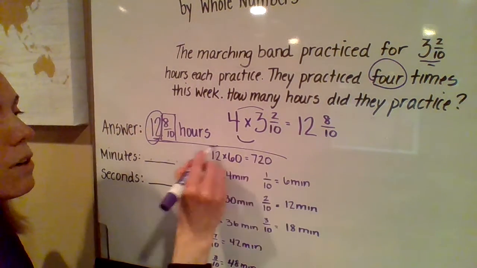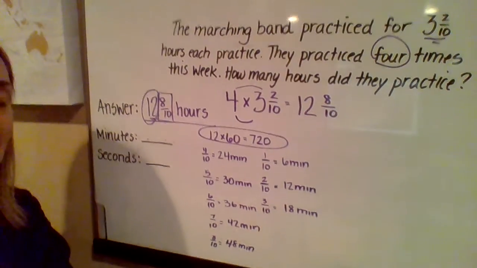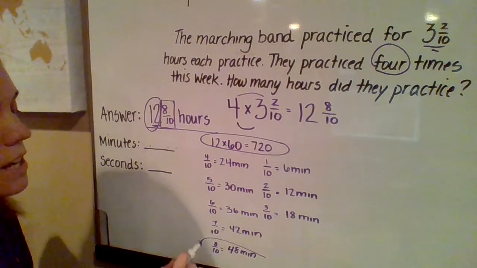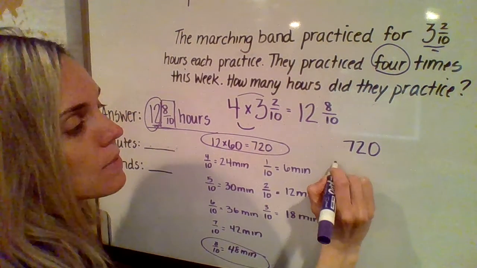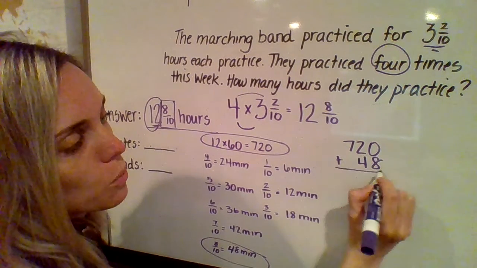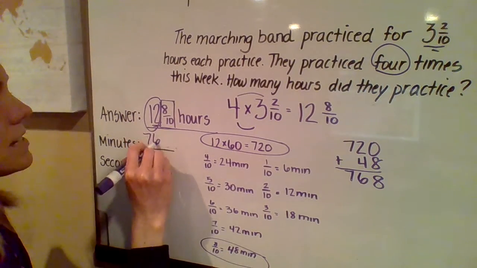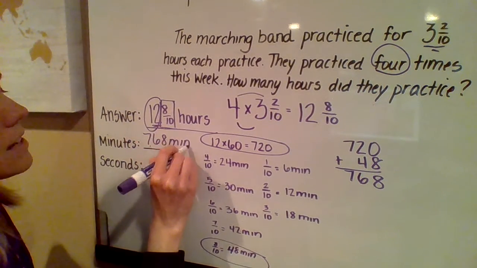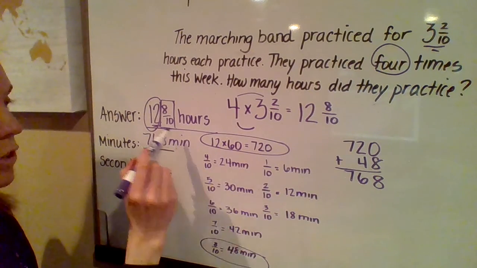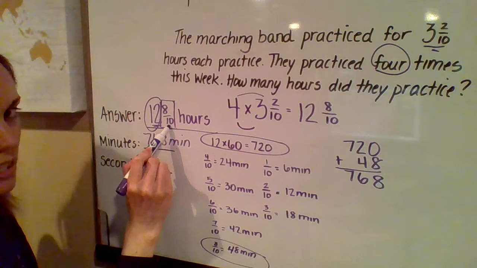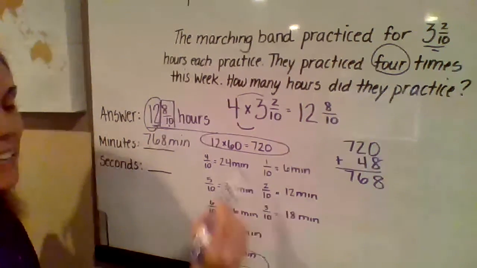So we already have 720 minutes. Now we have to add that 8/10 of an hour, which we said was 48 minutes. So we need to do 720 plus 48, which equals 8, 4 plus 2 is 6, 768 minutes. Now, look what I did. See how I like to break it down? First, I divided 60 by 10, which I got 6. So every 1/10 of an hour is 6 minutes. For 2/10, I added 6 each time.